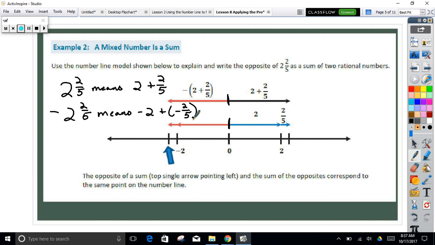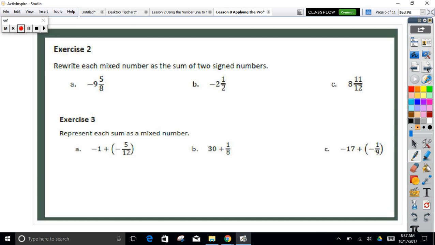Okay, we're going to go into exercise 2, which just asks us to rewrite each mixed number as the sum of 2 signed numbers. So we're just going to do what we did here, how we said that 2 2/5 means 2 plus 2/5, and I'm going to call on some of you to tell me what these are. So letter A, Devin, how would I write this as the sum of 2 signed numbers? Negative 9 plus negative 8, and 5/8. Yes, negative 9 plus negative 5/8.